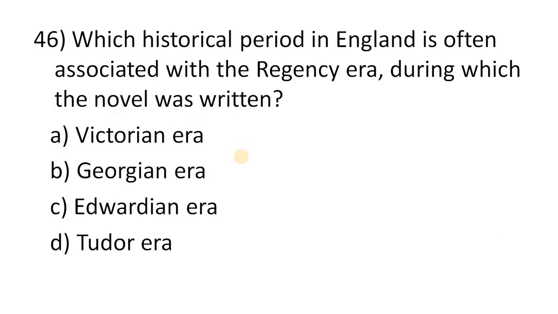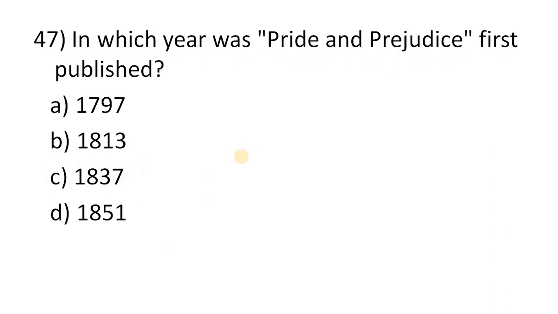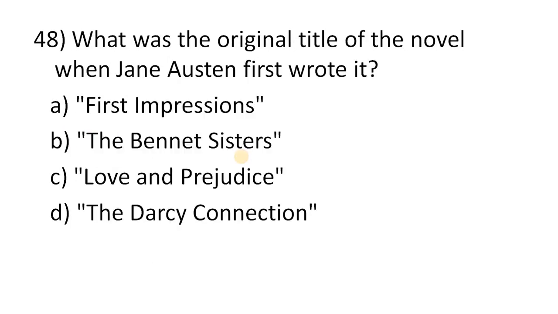46. Which historical period in England is often associated with the Regency era, during which the novel was written? Victorian era, Georgian era, Edwardian era, and Tudor era. And the correct answer will be Georgian era. 47. In which year was Pride and Prejudice first published? 1797, 1813, 1837, 1851. And the correct option will be B, 1813.